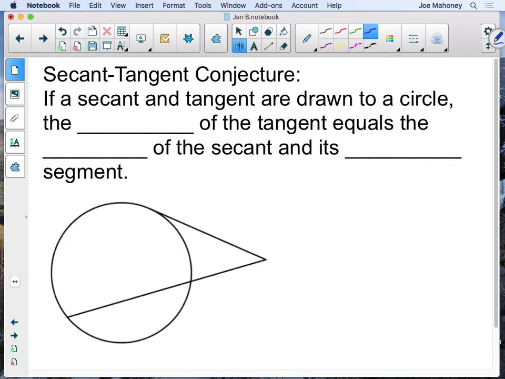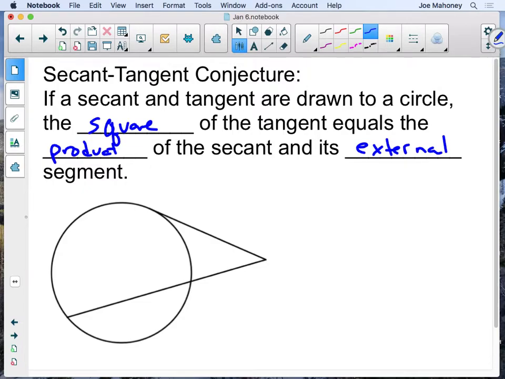The next one is our secant tangent conjecture. And the rule for that is that if a secant and tangent are drawn, then the square of the tangent equals the product of the whole secant and its external segment. What? Let me throw the letters in and I'll show you what I mean.